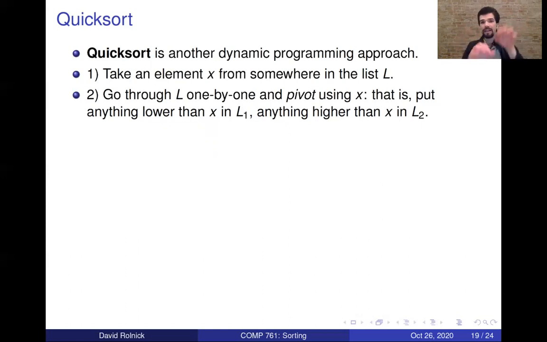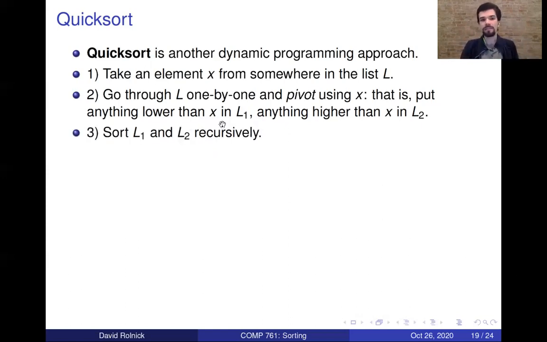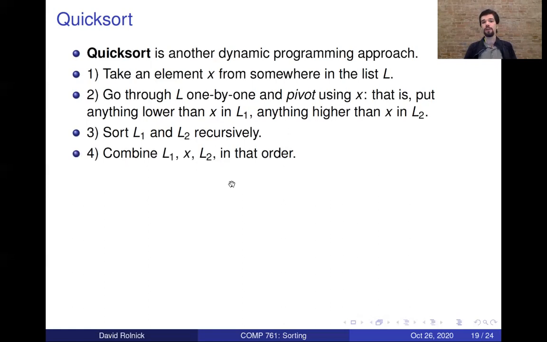You can compare everything in L and divide it into 2 based upon this pivot. And then you're going to sort L1 and L2 using your sorting algorithm. So you apply Quicksort recursively to L1 and L2. And then you're going to combine them in that order, L1, X, L2. You don't need to do any more sorting because you know that everything's already sorted.